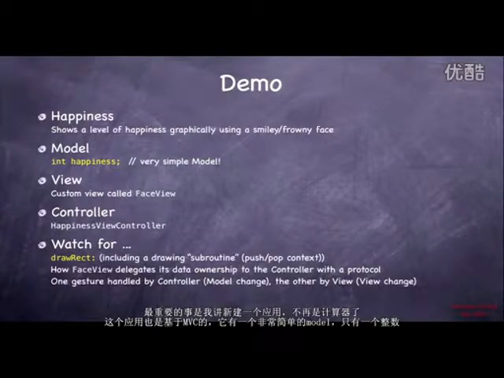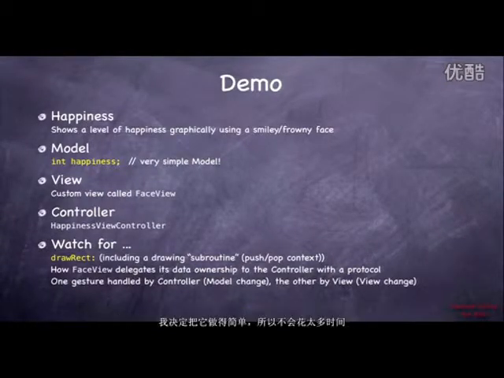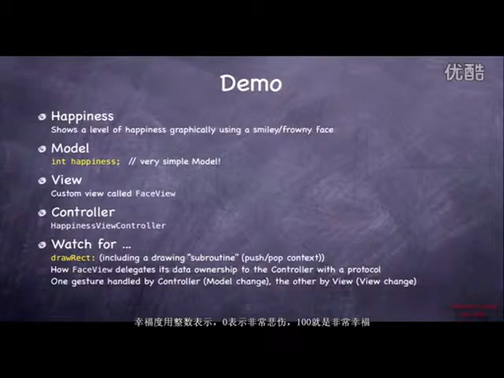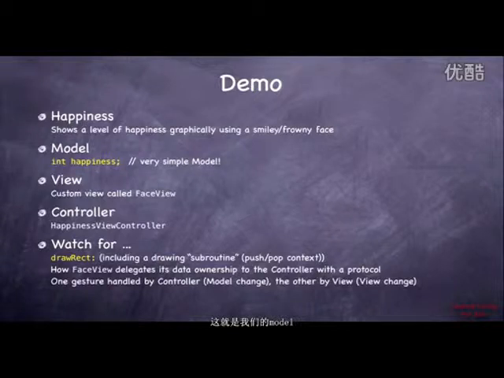Okay, it has a very simple model, which is an int. I decided to make it simple so that we would not have to spend a lot of time on it. It's the happiness. So what our application is going to do is show us our happiness and let us say how happy we are with the gesture. That's what this thing does. And our happiness is the model, and it's stored in the controller as an int. 0 means very, very sad, and 100 means very, very happy. Okay, so that's our model.